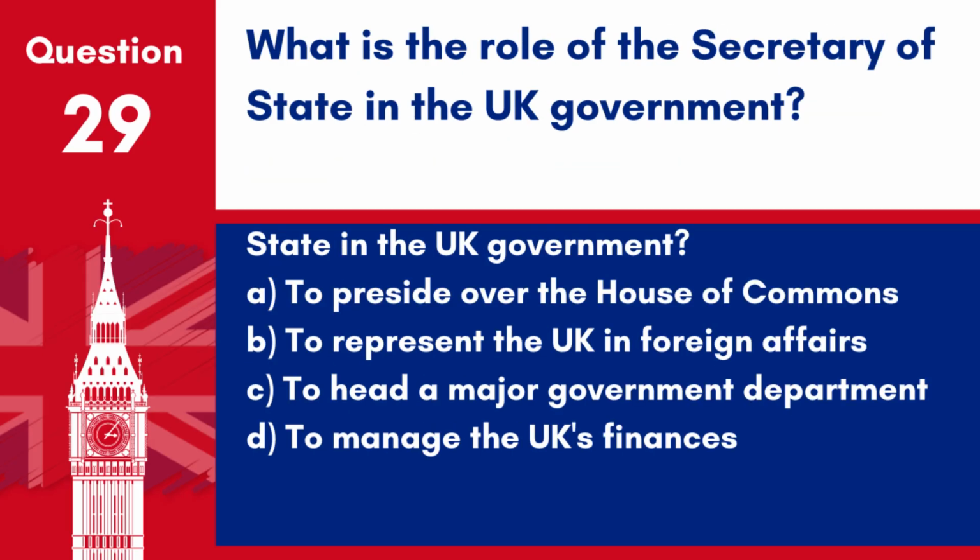Question 29. What is the role of the Secretary of State in the UK government? A. To preside over the House of Commons. B. To represent the UK in foreign affairs. C. To head a major government department. D. To manage the UK's finances.